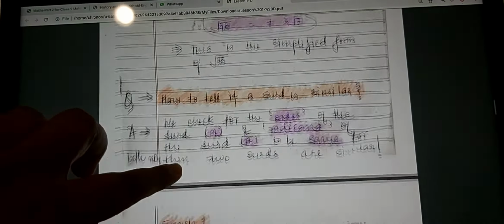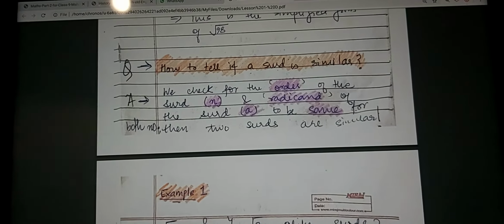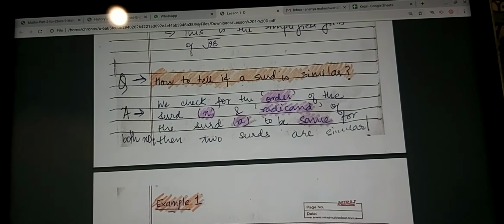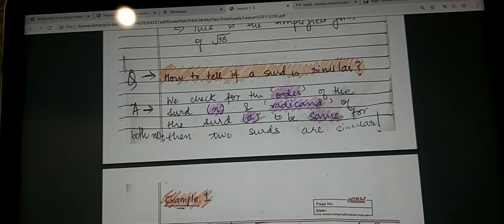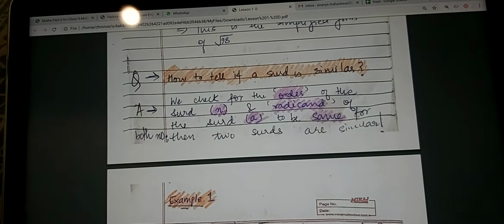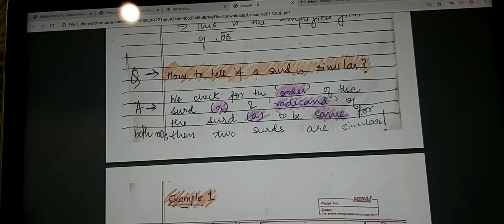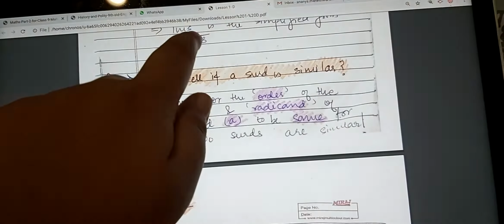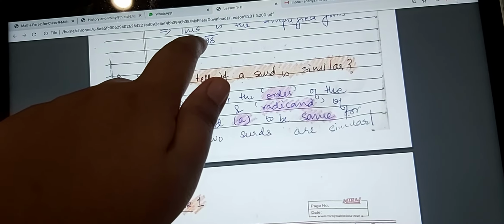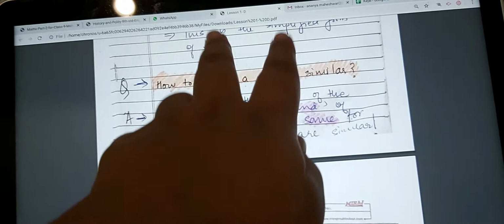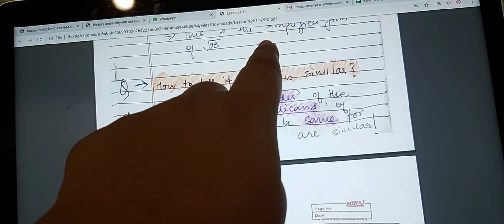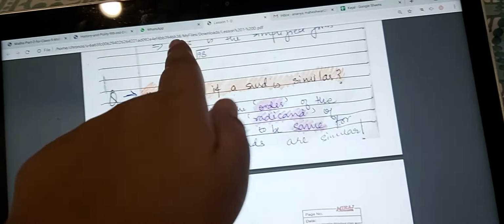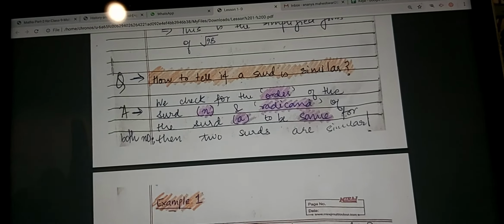Now next. How to tell if a surd is similar? How do I know if the surds are similar, if I give you two numbers? We check for the order of the surd, which is the n. Meaning, which number is there here. For example, here there is a 2 or a 3, and I will check in both numbers. If one has 2 and one has 3, that means they are not similar. If both have 2, they are similar.